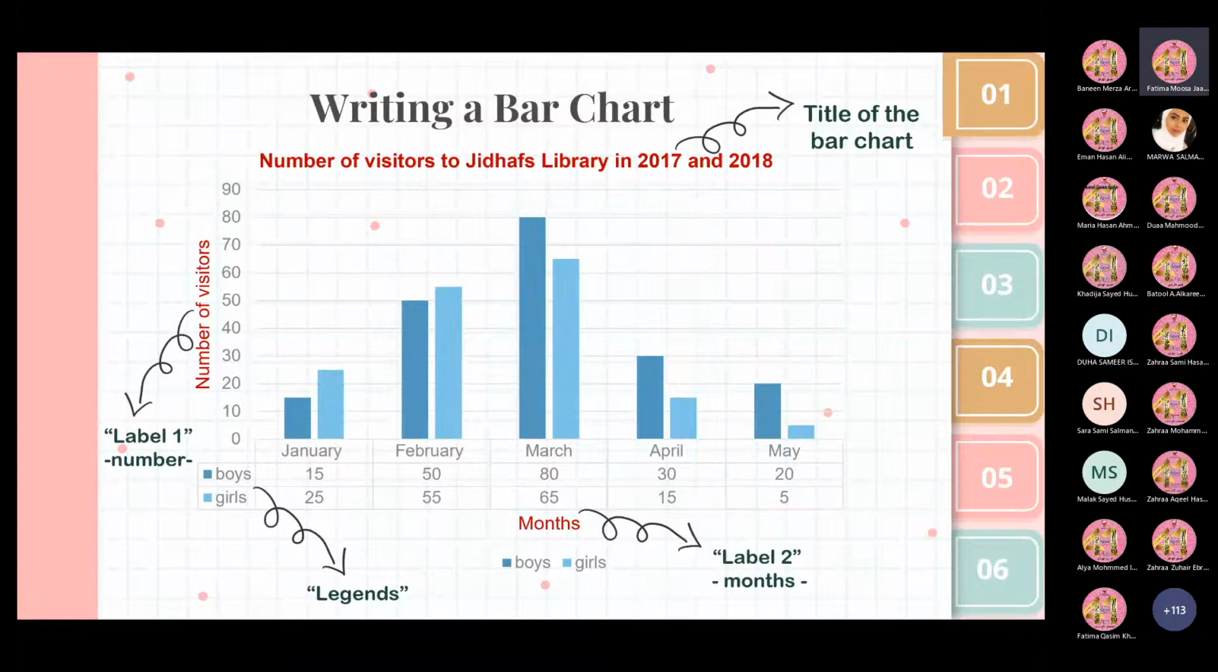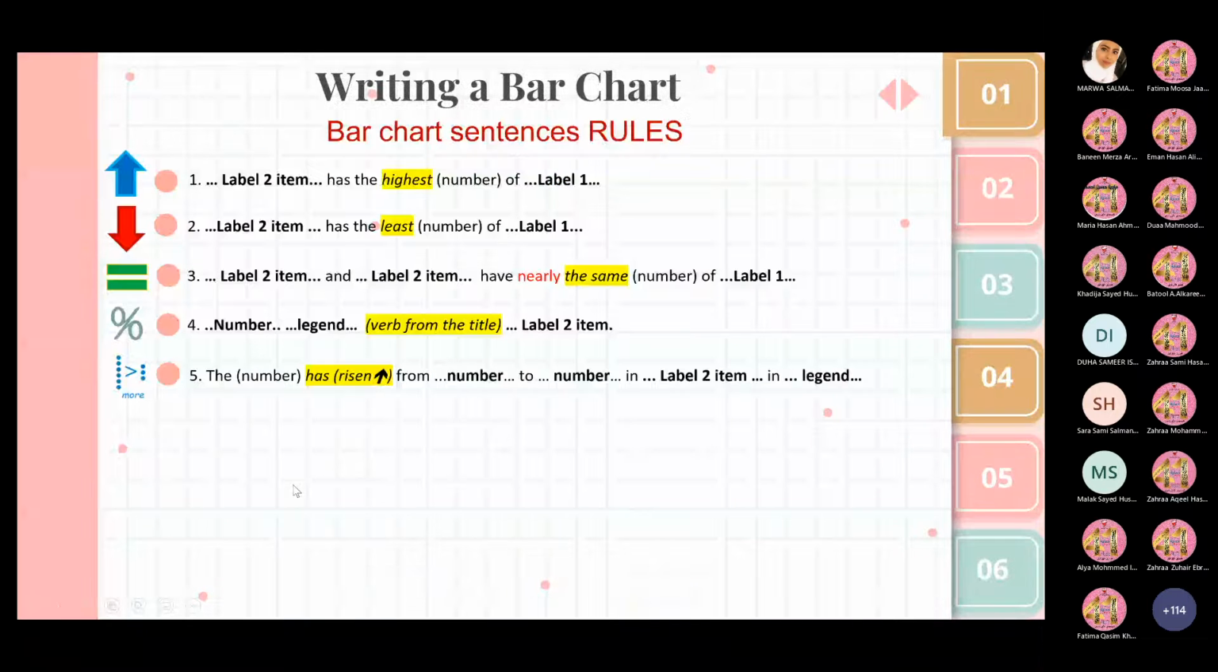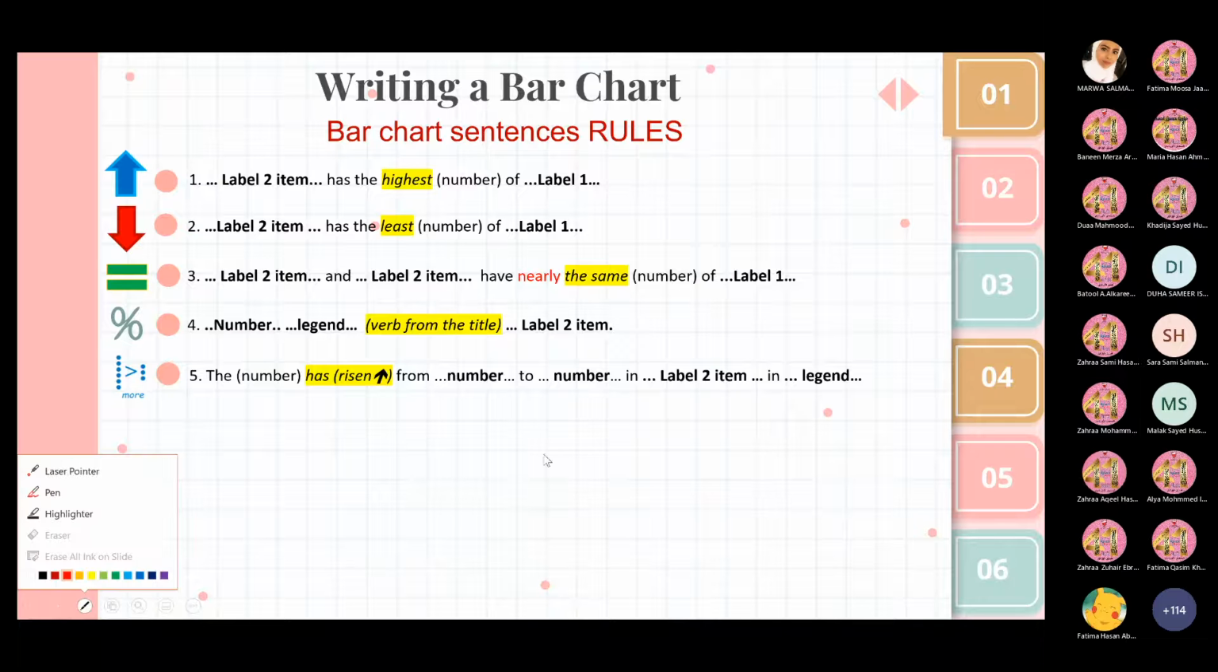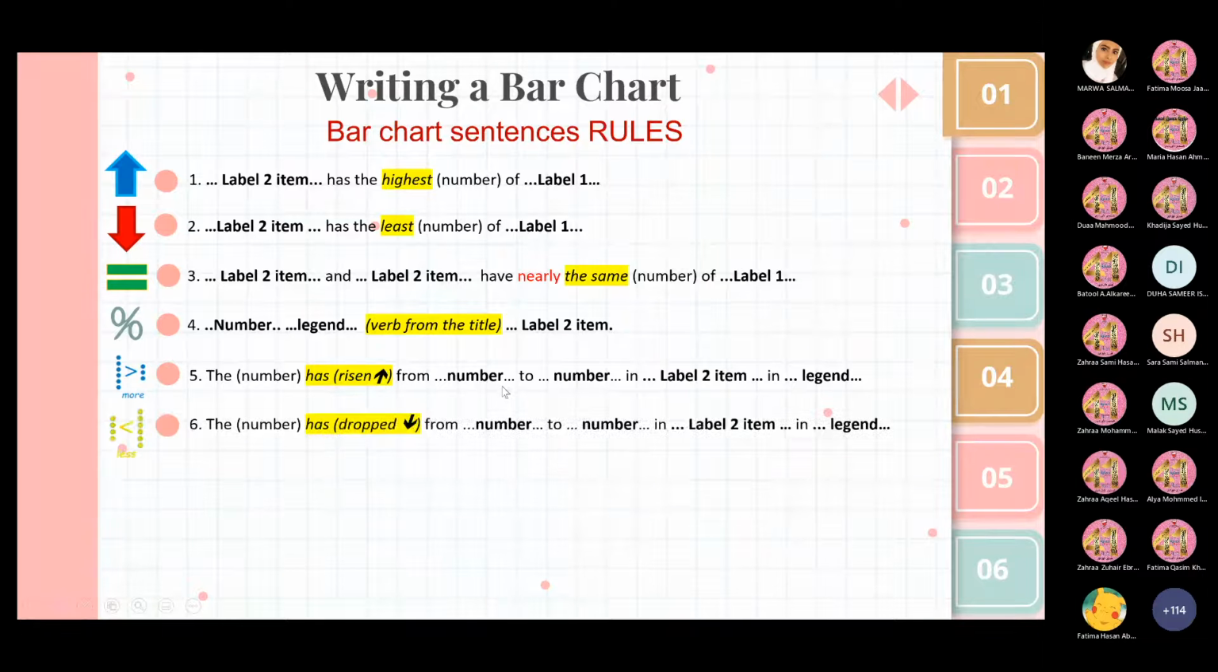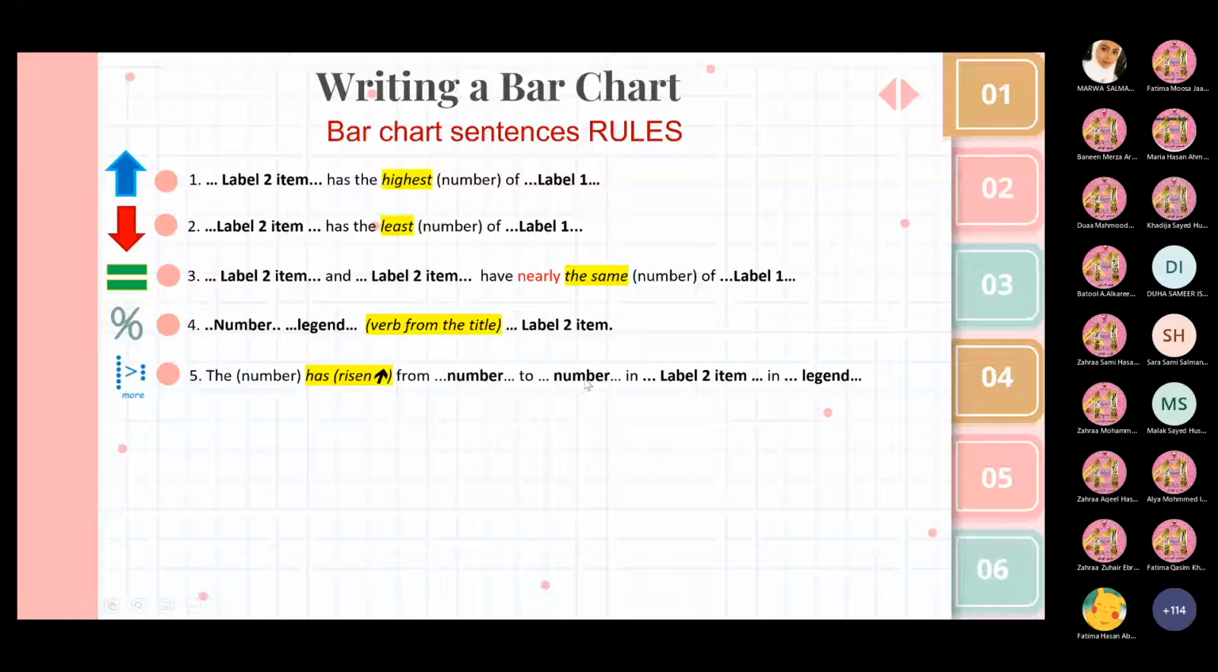Okay, and the sixth sentence. May I comment on something here very quickly so it will be easier for you guys? As for this sentence, the number has risen from one number to another number. Keep in mind that the second number should be the highest number. So the first one is the lowest, the second is the highest. In label 2 items, which means I need the highest number for the label 2.